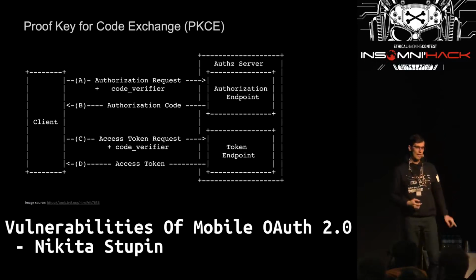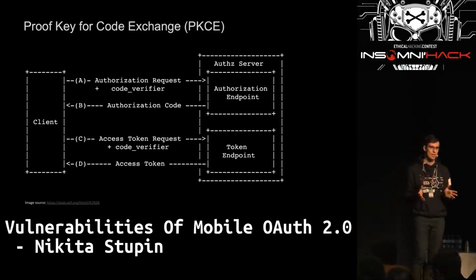Later, the mobile app again adds the code verifier in the request to exchange the code for an access token, and the server, on its side, gets the saved value, gets the value from the request, and compares them. If they match, it returns the access token. If they do not match, it returns an error.